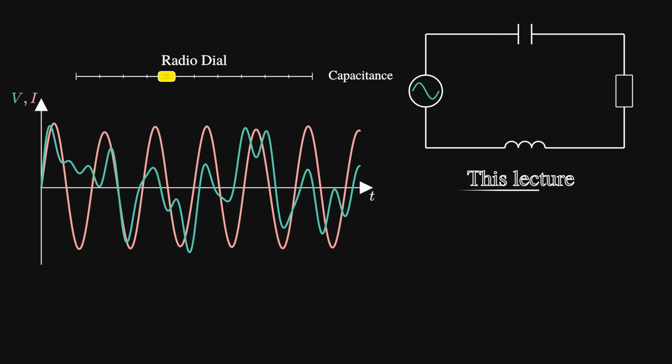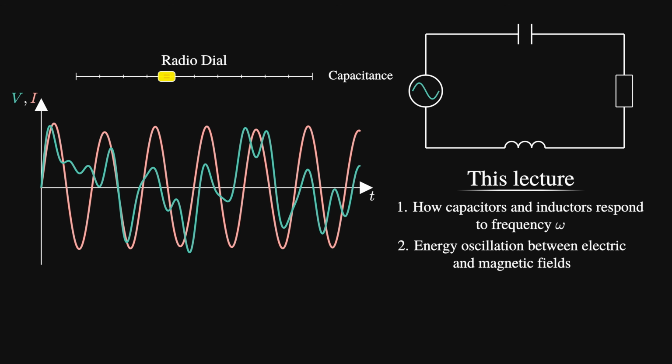In this video, we're going to build a clear, visual understanding of AC resonance from the ground up. First, we'll see how inductors and capacitors respond differently to changing frequencies. Then, we'll see how energy can oscillate back and forth between electric and magnetic fields inside the RLC circuit, and how this naturally leads to resonance.